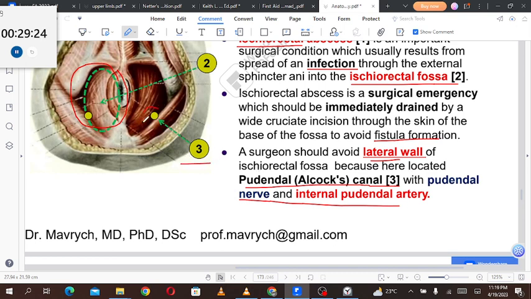I can't see anything, but there is something that we call the Alcock's canal with the pudendal nerve and the internal pudendal artery. So inside the Alcock's canal we have the pudendal nerve and the internal pudendal artery on the lateral wall of this ischiorectal fossa. So while draining this abscess, we must take good care of the Alcock's canal.